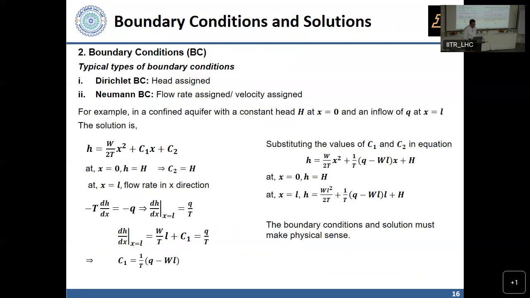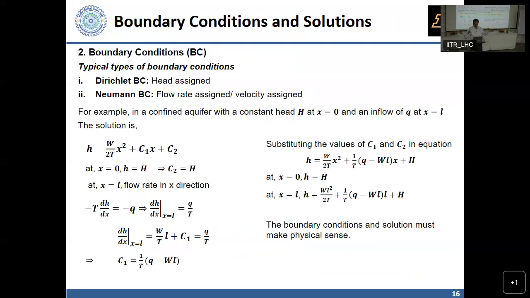One always needs to check that the boundary conditions and solutions make physical sense, because this is just a mathematical expression. It doesn't have to conform to what makes physical sense. It's up to us to interpret and make it conform to physical sense.